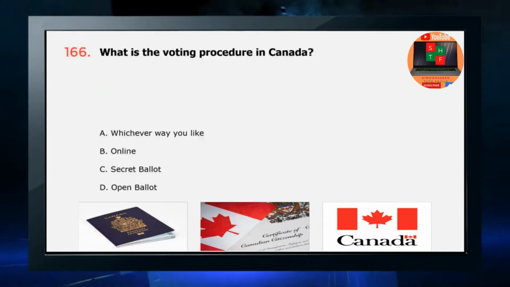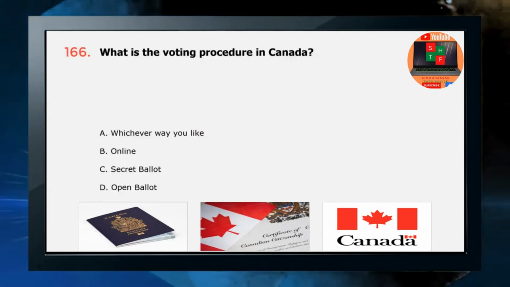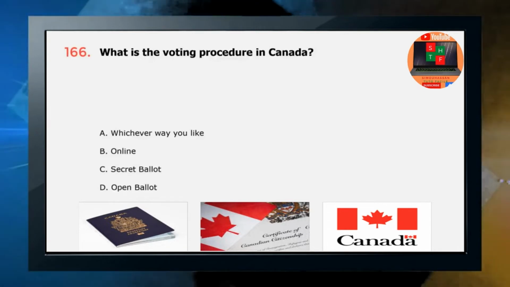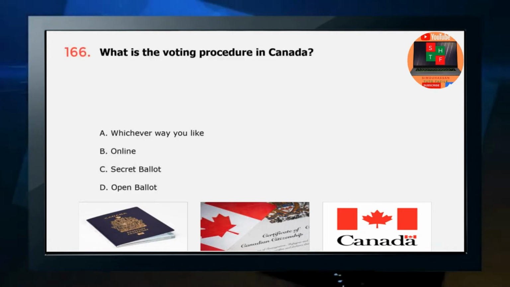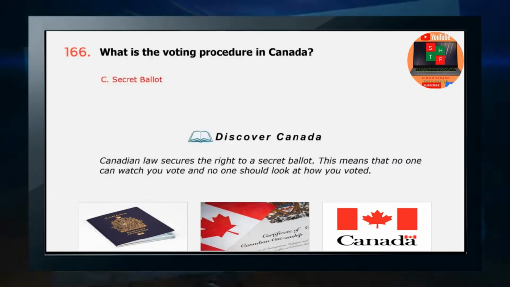Question 166. What is the voting procedure in Canada? A. Whichever way you like. B. Online. C. Secret ballot. D. Open ballot. The answer is C. Secret ballot.